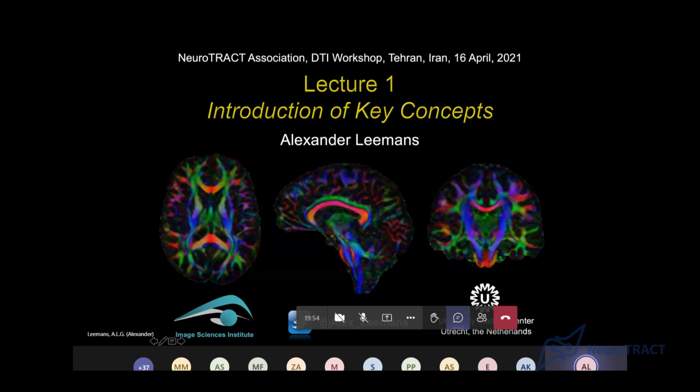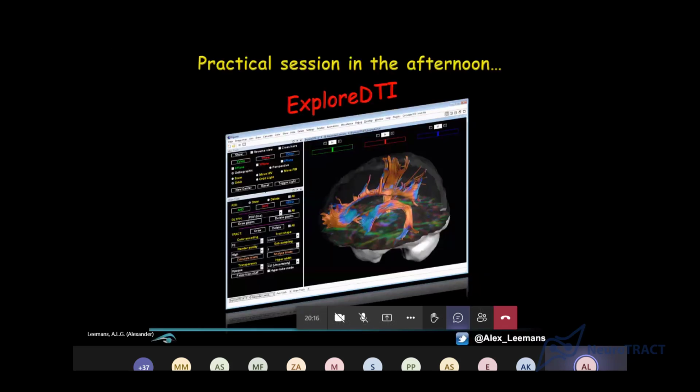I've planned 3 theory lectures today, and they will be hopefully comprehensive enough to understand, let's say, diffusion MRI to a level where you should be able to then continue in the afternoon with the practical session. So the practical session will be with a software tool called Explore DTI.